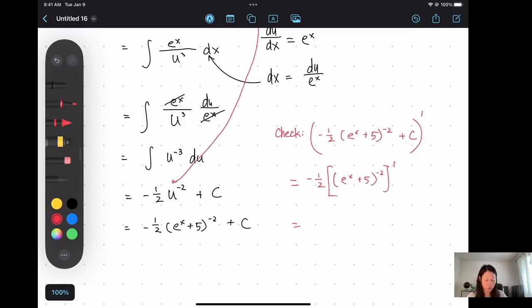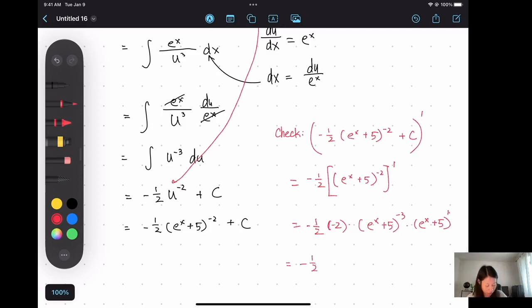For this one, we need to apply the chain rule. The chain rule means you take the derivative of whatever is inside the parentheses to the negative 2 power, which is negative 2 times (e to the x plus 5), negative 2 minus 1 gives you negative 3, and multiply by the derivative of the inside function, which is e to the x plus 5.